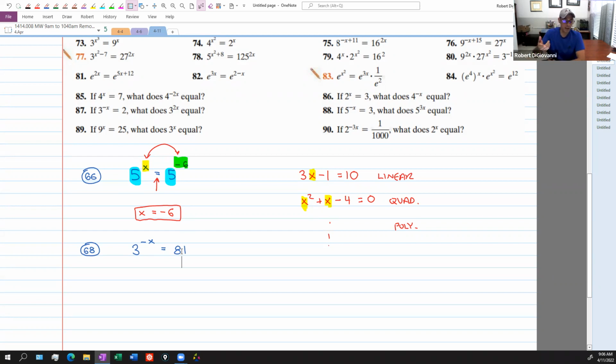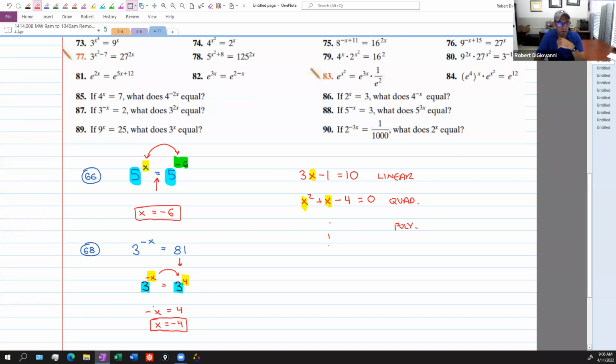So what I have to recognize and notice is that the right side of this equation is a power of 3. That's 3 to the 4th power, right? 3 times 3 times 3 times 3. 3 to the 4th power is 81. And if I recognize that, then I have the same base. And so all I have to do is set the exponents equal to one another. So I just put negative x equals 4, and then divide both sides by negative 1, and you get x is negative 4.